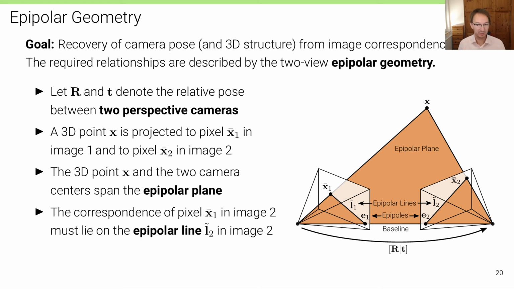If the camera calibration is known, there are only 5 parameters, 3 for rotation and 2 for translation, because there's a scale ambiguity left. So we only need to find these 5 parameters, and then the search problem becomes suddenly much easier.